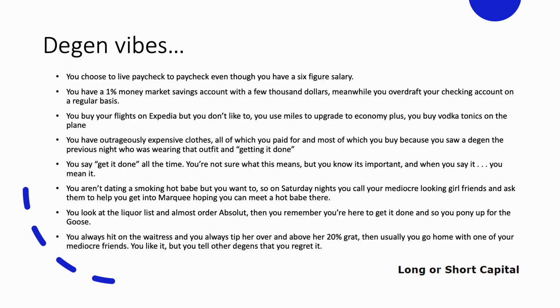And this slide here is from Long or Short Capital. And they had put out quite a funny piece. This is one of my favorite financial blogs back in the day. I don't know where they went, but they're pretty much describing degen behavior here. So you choose to live paycheck to paycheck, even though you have a six-figure salary. You have a 1% money market savings account with a few $1,000s. Meanwhile, you overdraft your checking account on a regular basis. So it's just being financially irresponsible.